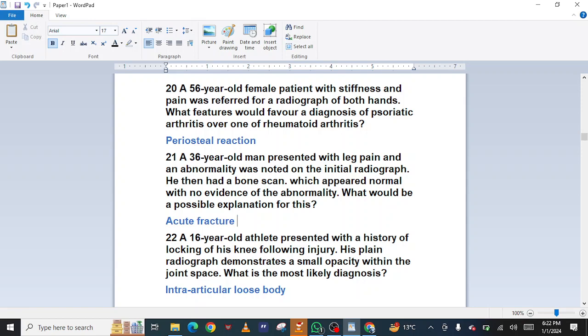21. A 36-year-old man presented with leg pain and an abnormality was noted on the initial radiograph. He then had a bone scan, which appeared normal with no evidence of the abnormality. What would be a possible explanation for this? Acute fracture. 22. A 16-year-old athlete presented with a history of locking of his knee following injury. His plain radiograph demonstrates a small opacity within the joint space. What is the most likely diagnosis?